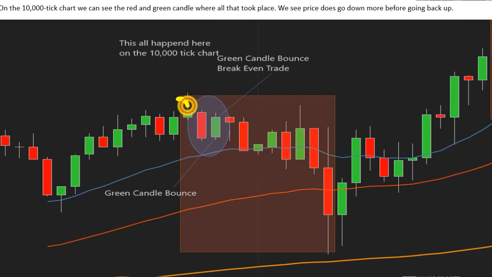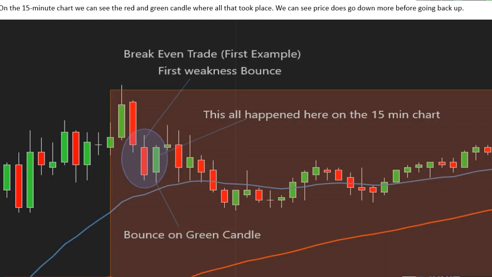What we just saw with that break-even test, it came up like this. That's what we saw on the 1,000 tick chart. That's what we see right here in this little area on the 10,000 tick chart. This is the same area on the 15-minute chart that we looked at before.